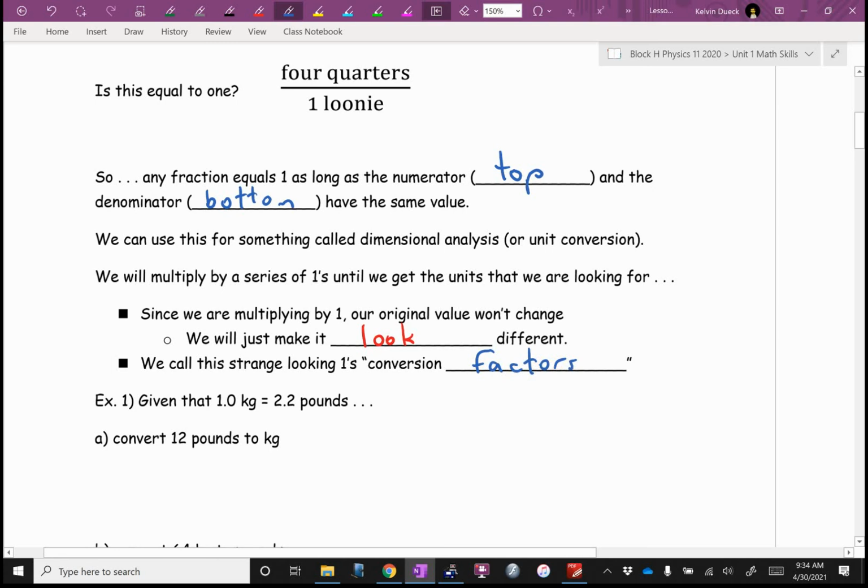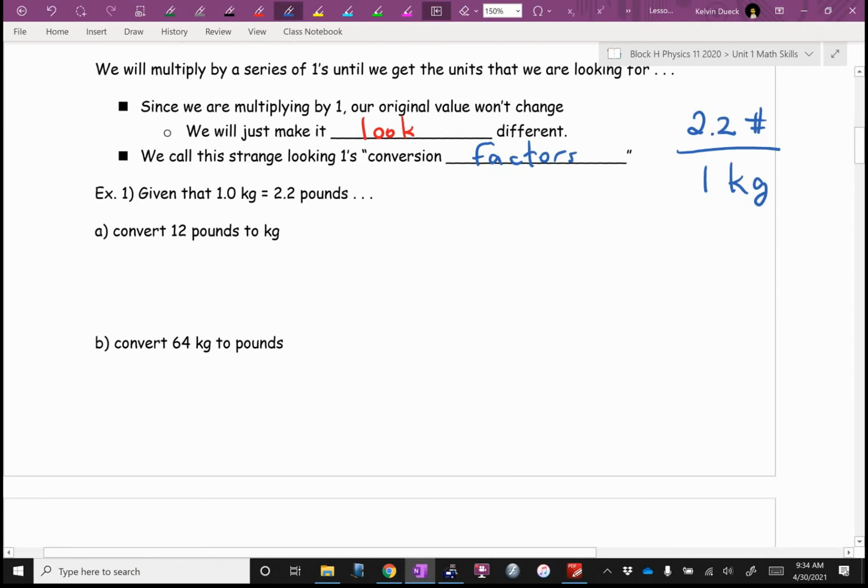As an example, here is a conversion factor. 1 kilogram is 2.2 pounds, or 2.2 pounds is 1 kilogram. What that means is this: 2.2 pounds over 1 kilogram, that's a 1. It's a funny looking 1, Jaden, but it's a 1. Or I could flip it. 1 kilogram over 2.2 pounds is a 1. All right. Convert 12 pounds to kilograms.